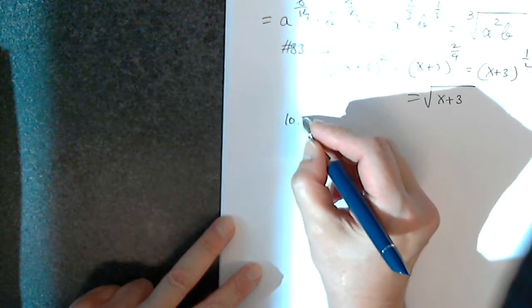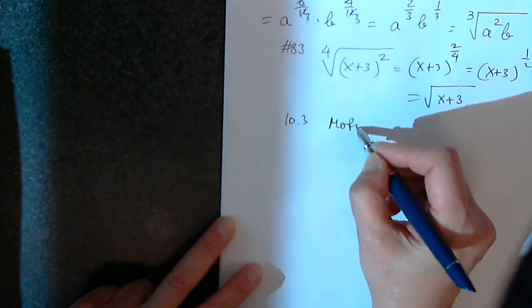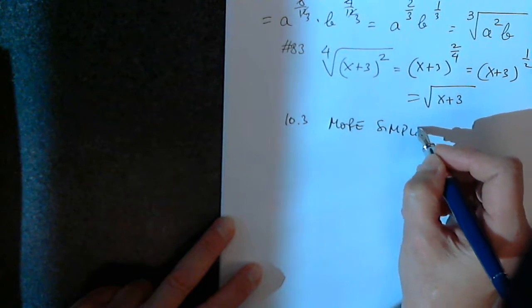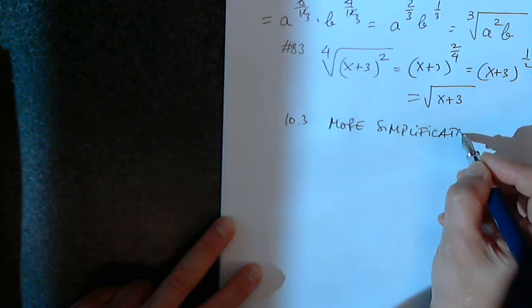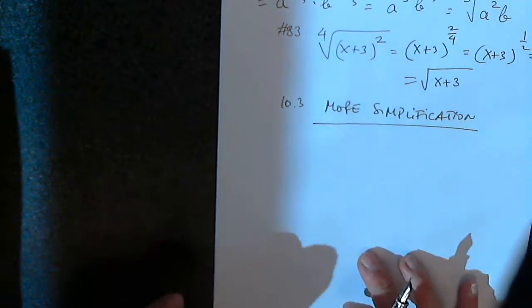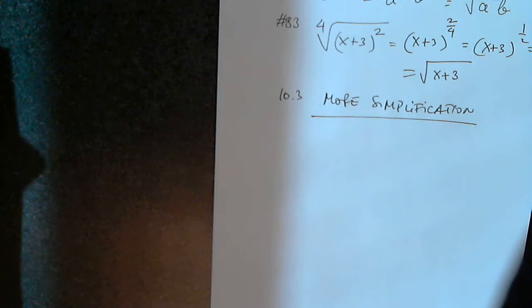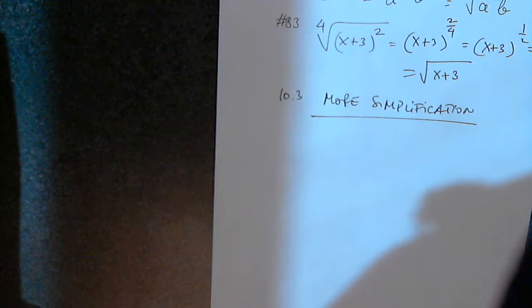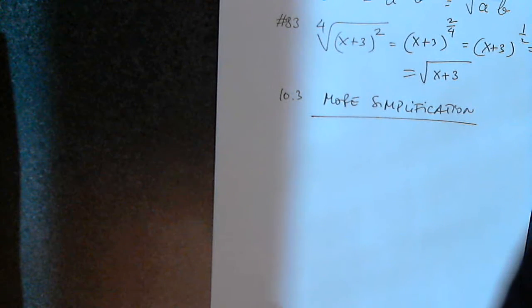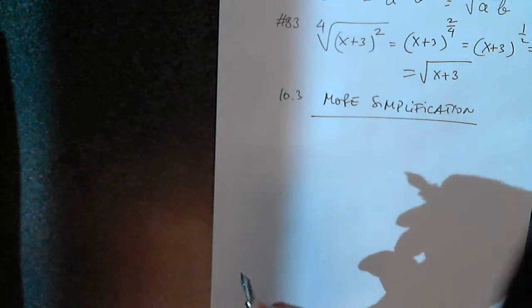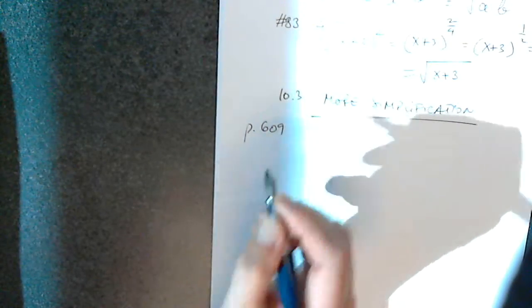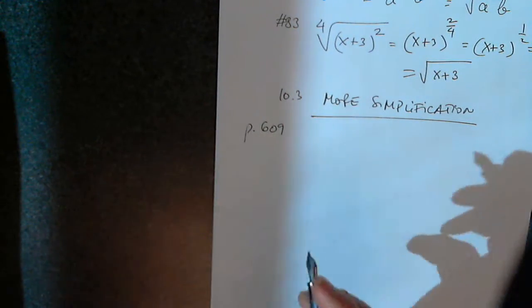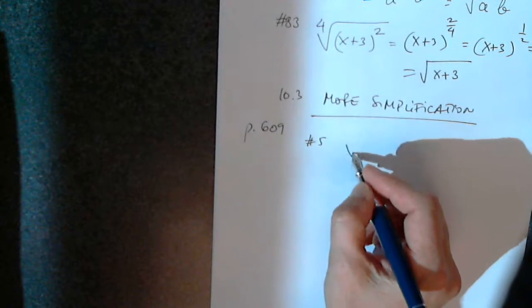Any questions? More simplification of radicals. Nothing is new other than the distance and the midpoint formula, which I will talk about in a minute. But let's simplify. Page 609. Let's start with problem 5.